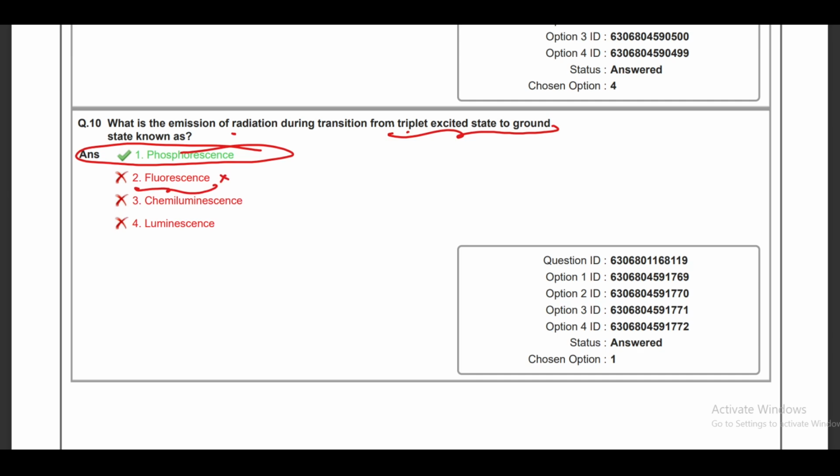And if we see chemiluminescence, in that case this is emission of light as a result of a chemical reaction, so it doesn't specifically refer to the transition from triplet to ground state, so this option is also incorrect. And in the case of luminescence, this is a general term that encompasses all types of light emission that are not due to heat, including fluorescence or phosphorescence, so this option is also incorrect. So the correct answer is the first.